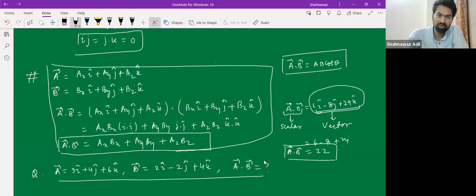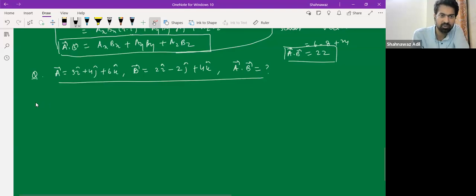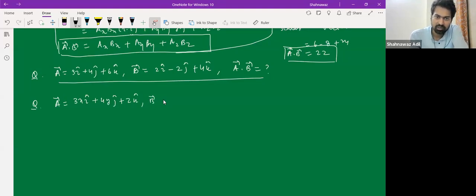Let me give you one more problem, and we'll do a few questions and then go to projection. Let's say A is 3xi plus 4yj plus zk, and B is i plus 4j minus 3k. What would be A dot B? You find out and do it.